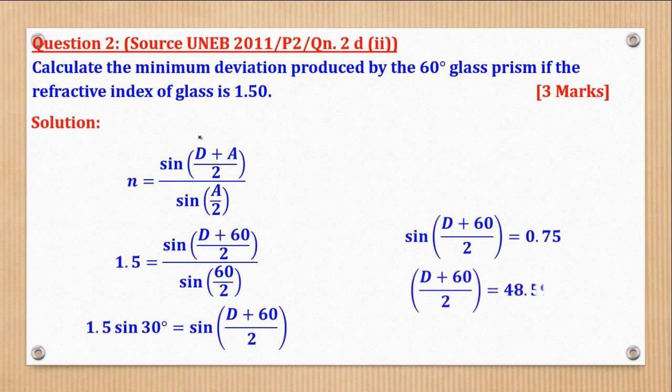So when I simplify, arc sine of 0.75 gives you 48.59. Then multiply both sides by 2 to give you that. Then take this on this side to come up with that. And that will be the angle of minimum deviation they wanted.